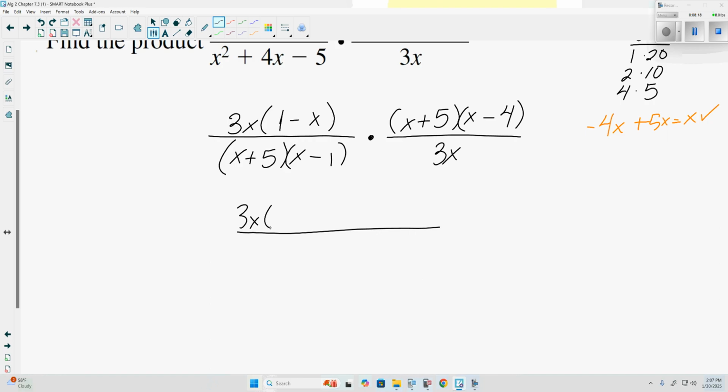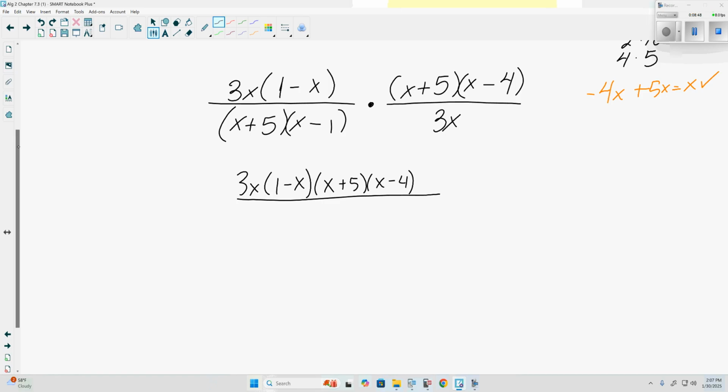We'll have the 3x times our 1 minus x. Now we need to multiply it by the x plus 5, yes? Okay, so we'll multiply it, and x minus 4. Because when we have two sets of parentheses written next to each other, that is multiplication. We're not going to distribute it out, but it is multiplied. If we do the same thing on bottom, we'll move the 3x up front, because 3x is being multiplied by our x plus 5 times our x minus 1.